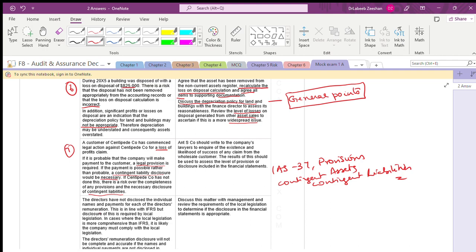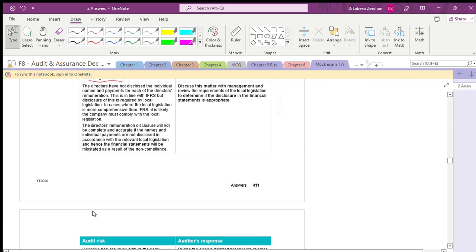What is the response of the auditor? The auditor has to verify and discuss with the management. They should write to the company lawyers because it is a legal claim, to assess the likelihood of success of the claim. Once we get the legal opinion from the lawyers, then we have to make a provision and include it in the financial statements.